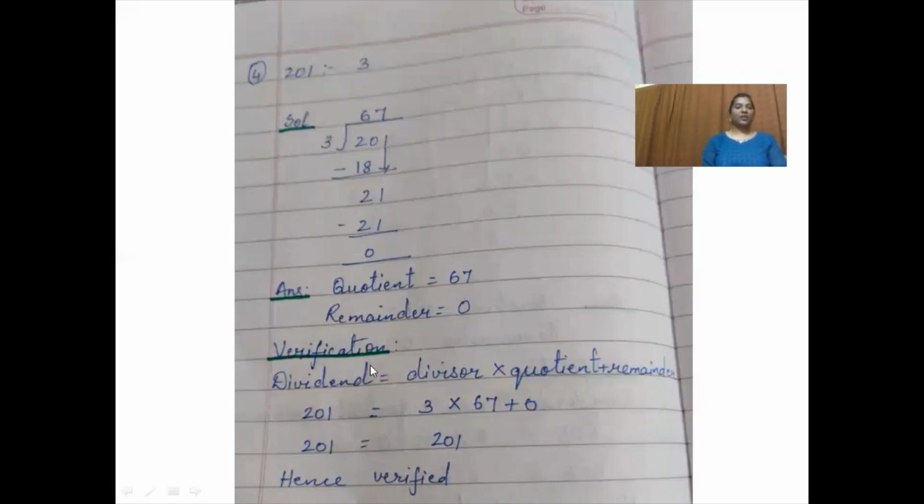Now verification. Children, we know the formula for verification. That is dividend is equal to divisor into quotient plus remainder. So 201 is the dividend. Divisor is 3 and quotient is 67 and remainder is 0. So let us substitute in the formula. That is 201 is equal to 3 into 67 plus 0. Now children, 3 into 67 is 201. 201 plus 0 is equal to 201. So the dividend is 201 and the answer we got is 201. So 201 is equal to 201. Thus the answer is verified.